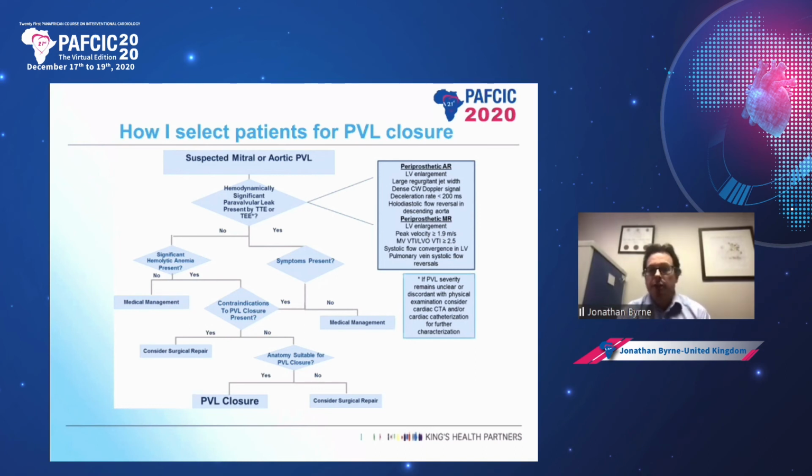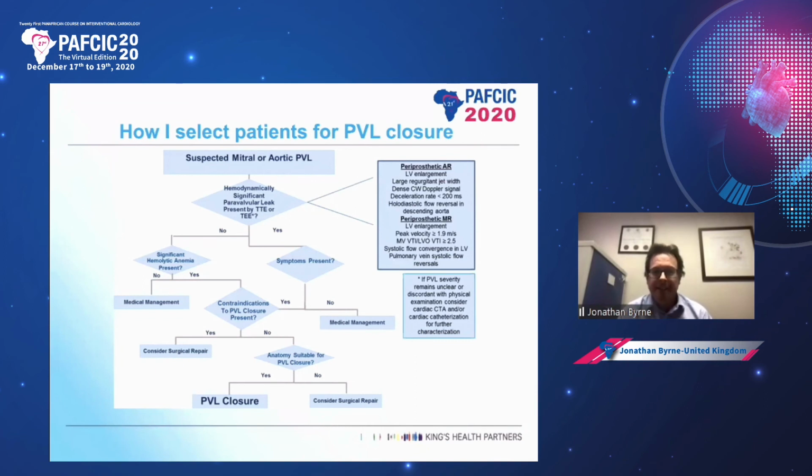But you can use obviously the density, the CW signal, the deceleration velocity with AR, etc. And in the mitral valve, look at systolic flow convergence and the PISA. But these are sometimes pretty difficult to see, and often you're left with the correlates of regurgitation to guide you on whether the leak should be closed.